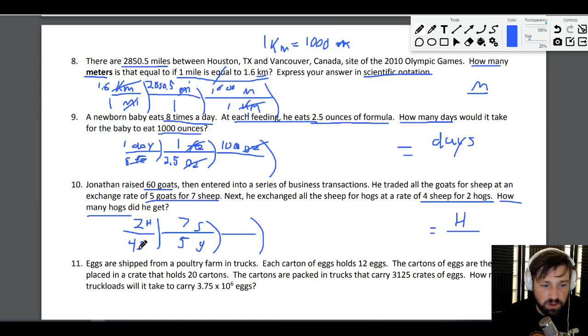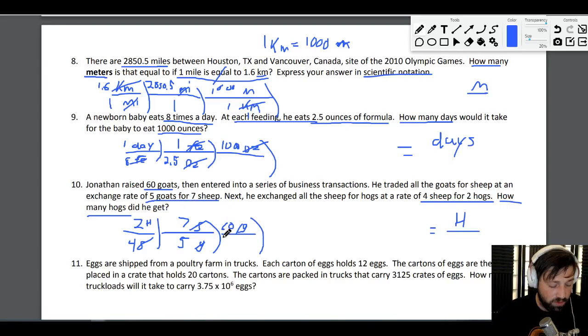All right, so we know the sheep cancel. And then we need to get goats. We have goats to start with. This is the measurement, so it's not going to have a bottom. So goats are going to go here. 60. Cancel out the goats. Double check our units. Yes, we have hogs. We're trying to get the hogs. This is set up correctly.